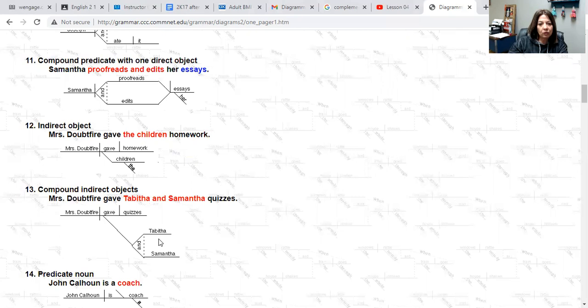If you have more than one indirect object, this is what it would look like. And it's the same formula. The indirect object will always come before the direct object after the action verb.